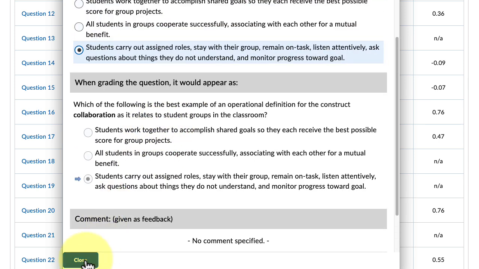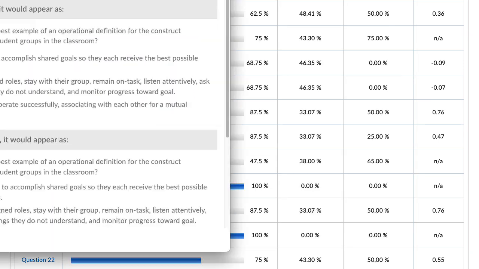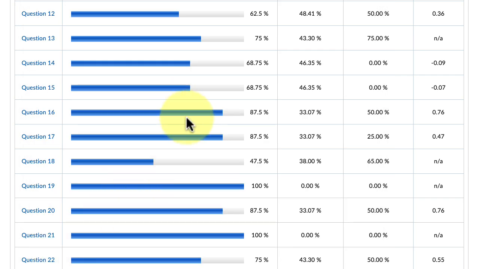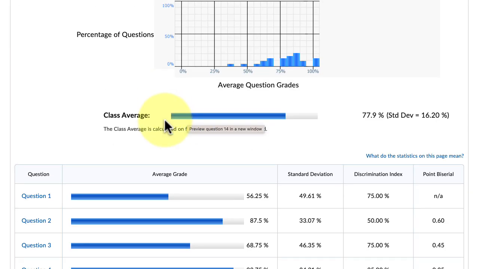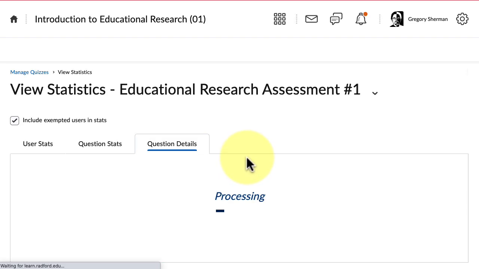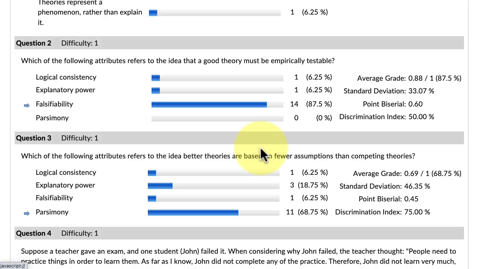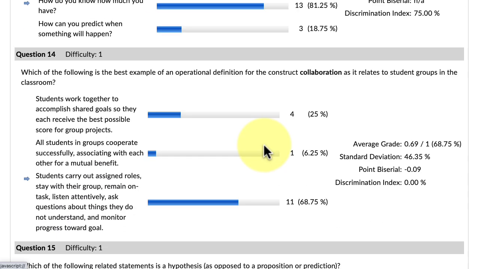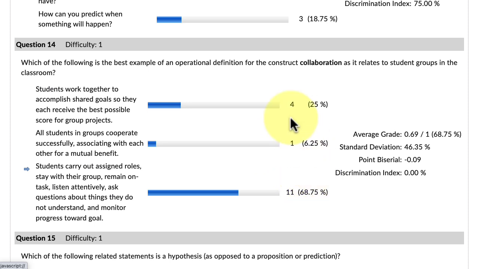So let's take a look at the distribution of scores on that one. I have to go to the statistics on that, and I will for the question detail. So I click on that one. Oops, excuse me, I know we're jumping around a lot. I'll go to question 14. And you can see that of the 16 students, most responded well, got it right. So I'm happy with this grade distribution.